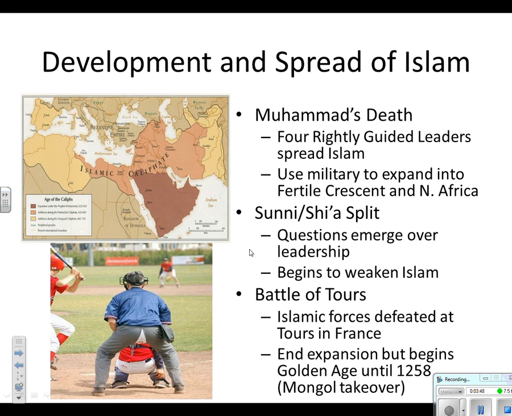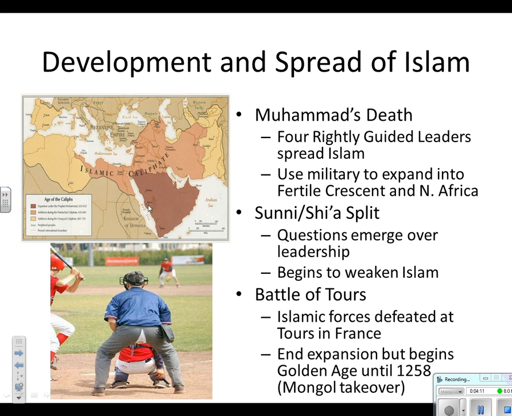After Muhammad's death, the religion's going to be led by the 4 rightly guided leaders, or the rightly guided caliphs. And they use their military to expand the Islamic faith into the Fertile Crescent area and also across northern Africa. So again, Islam was able to spread quickly because, yes, it did have a message that people liked, that we'll get to in a second.